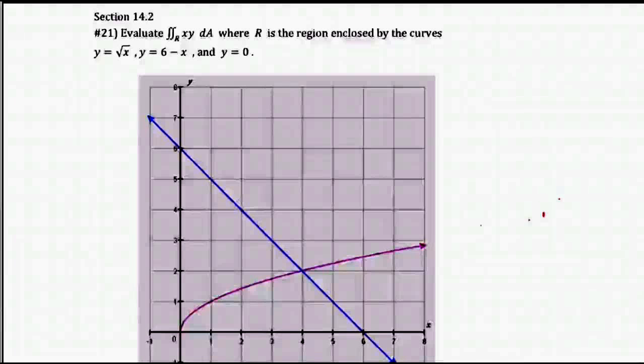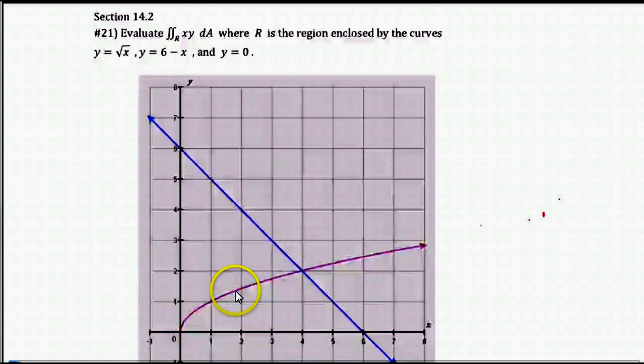We're going to work out section 14.2 number 21, which is on double integration over non-rectangular regions. Here we're trying to integrate the function x times y over the region enclosed by these curves: y equals square root of x, y equals 6 minus x, and y equals 0. So we see the region is described right here.